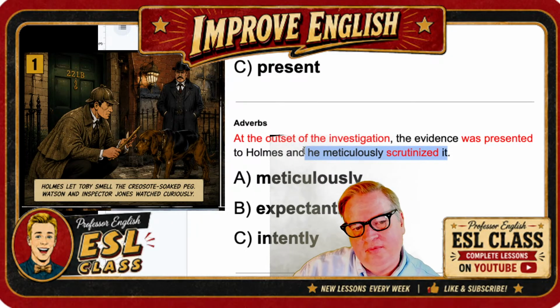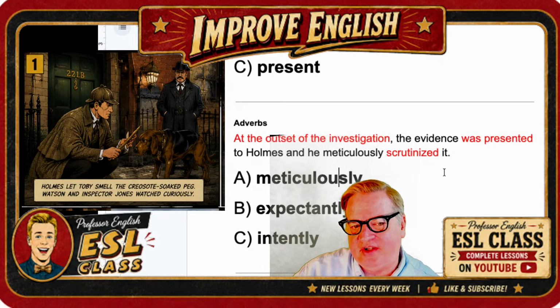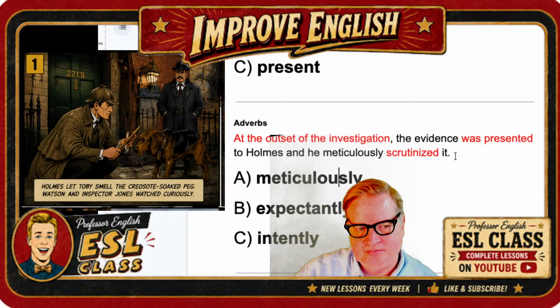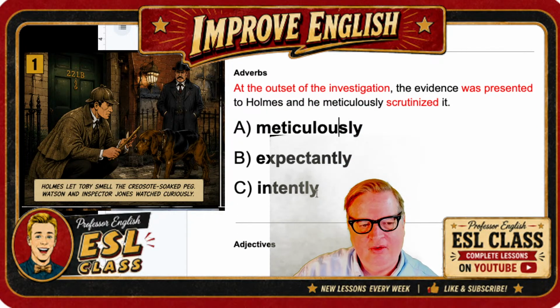He meticulously scrutinized it. Okay, so let's try the whole sentence. At the outset of the investigation, the evidence was presented to Holmes, and he meticulously scrutinized it. At the outset of the investigation, the evidence was presented to Holmes, and he meticulously scrutinized it.